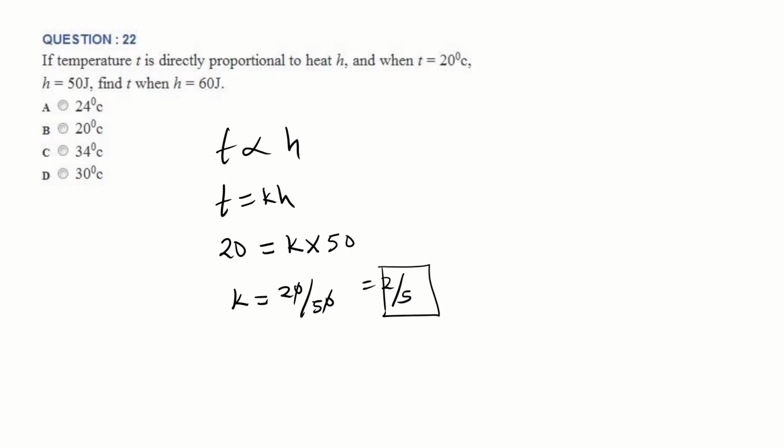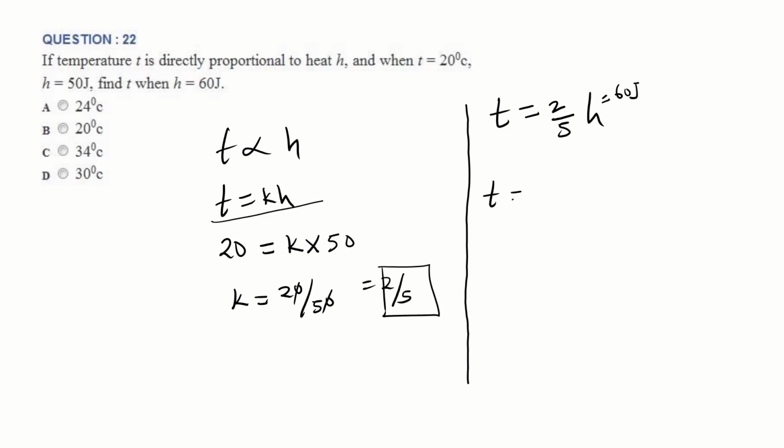Then going back to the question, which is find T when H equals 60 joule. From here we can insert back our constant of variation, whereby T equals 2 over 5 H, and we are looking for T when H equals 60. So substituting this, we have 2 over 5 multiplied by 60. 5 into 60 gives 12. So 12 times 2 equals 24 degrees Celsius. That's option A.